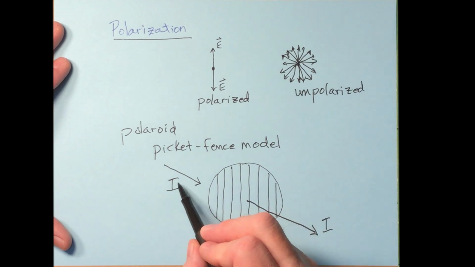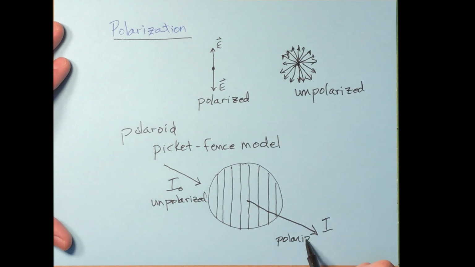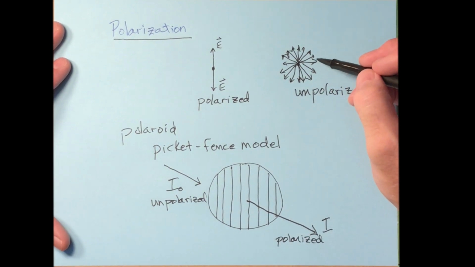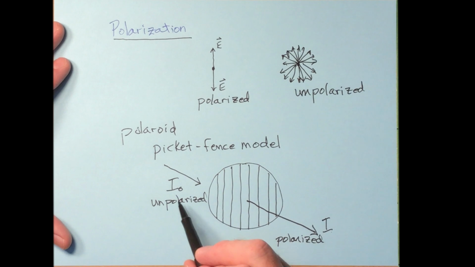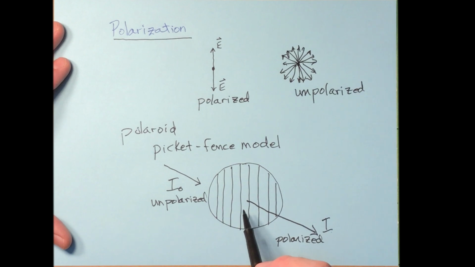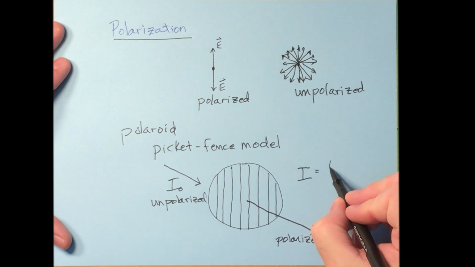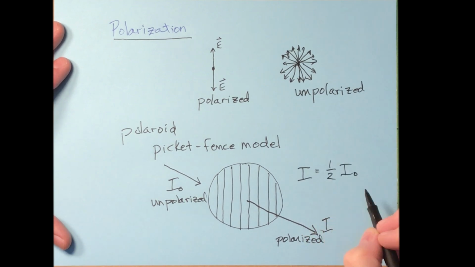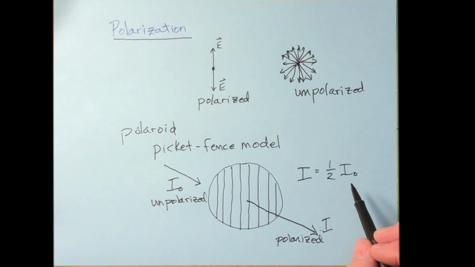Now, if I naught is unpolarized, then I will be polarized. But because you've knocked off some of the electric fields that could not get through the picket fence, the intensity of the polarized light is going to be less than the intensity of the unpolarized light that was the incident light. So the incident light has a greater intensity than the light that has passed through, the polarized light. Now it turns out that the intensity of the light that comes through is 1/2 of what the initial intensity was. I think you might see a little bit later why that's the case, but that is indeed the case.